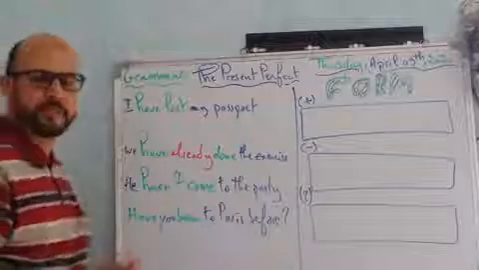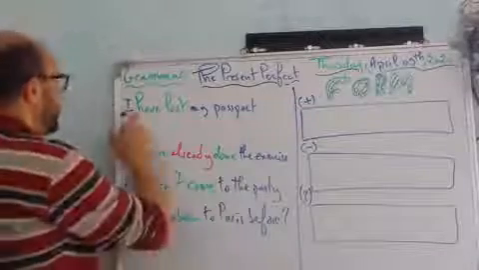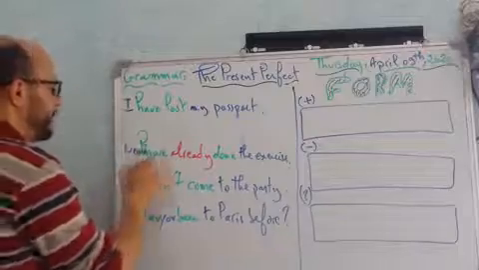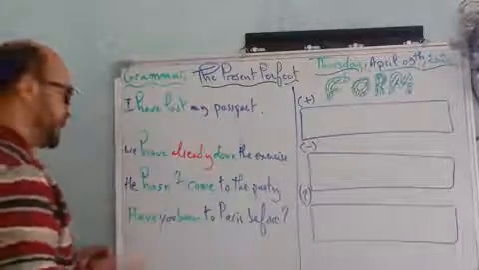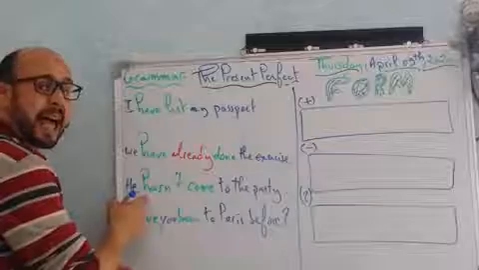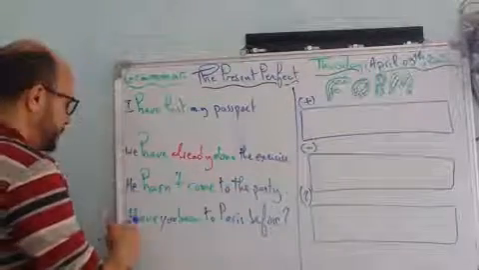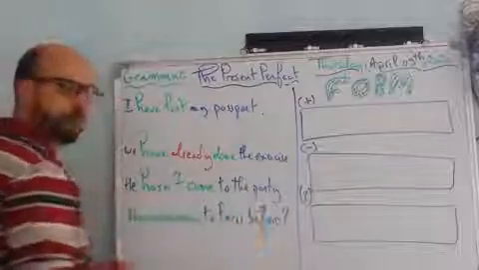I have lost my passport. So I have here, I have lost my passport. We have already done the exercise. He has not come to the party. He hasn't come to the party. Have you been to Paris before?